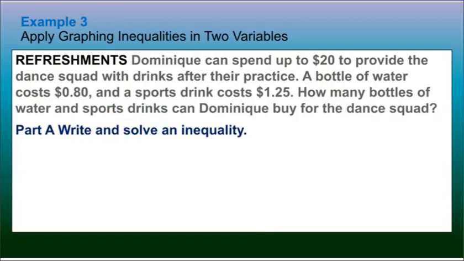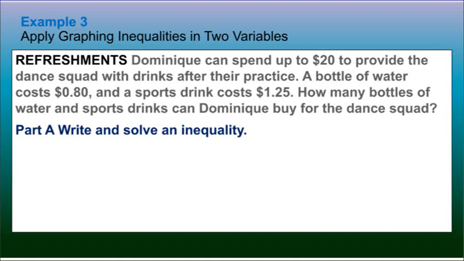Example 3, now we're going to apply it to a word problem. It says Dominique can spend up to $20 to provide a dance squad with drinks after their parade practice. A bottle of water costs 80 cents and a sports drink costs $1.25. How many bottles of water and sports drinks can Dominique buy for the dance squad?